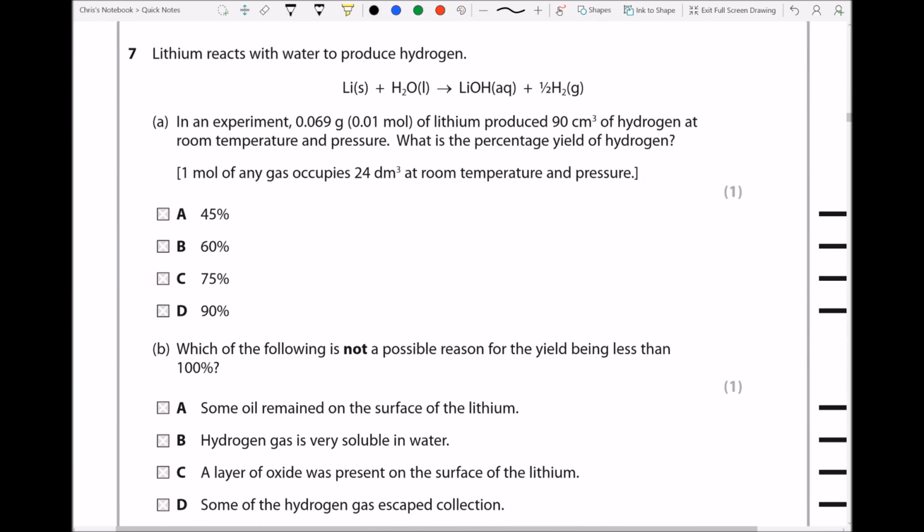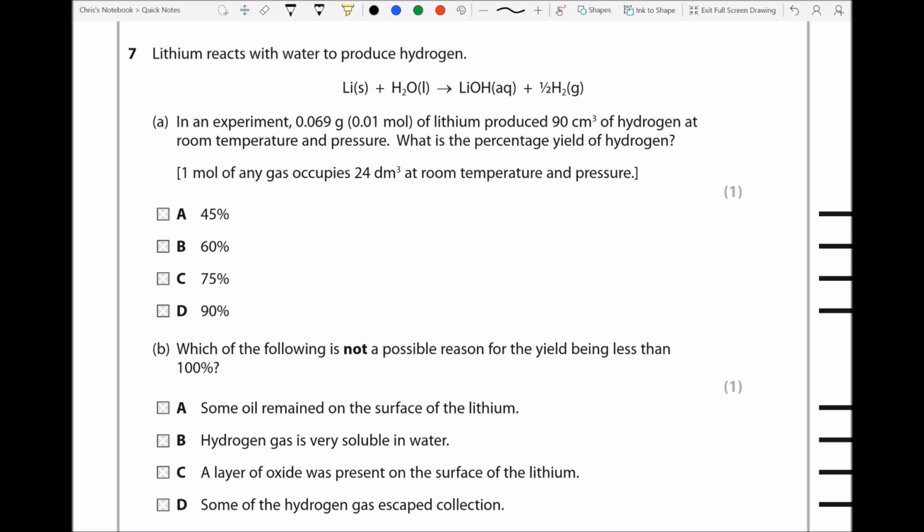Right, question 7. Lithium reacts with water to produce hydrogen. So there's our reaction there. In an experiment, 0.069 grams or 0.01 moles of lithium produced 90 centimeters cubed of hydrogen at room temperature and pressure. What is the percentage yield of hydrogen?